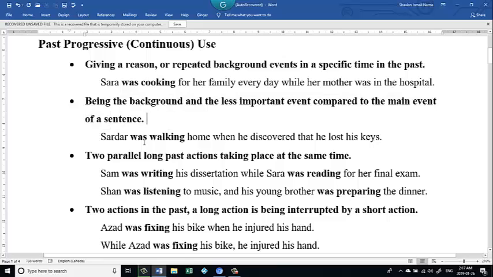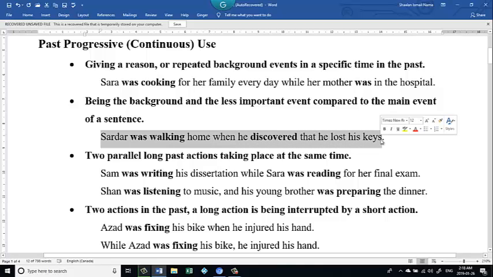For example, Sardar was walking home when he discovered that he lost his key. This is also in the past. And here also the two sentences are in the past, but one action is continuing for a period of time, while the other happens only one time and then finishes. Same thing here. Sardar was walking home when he discovered that he lost his keys.